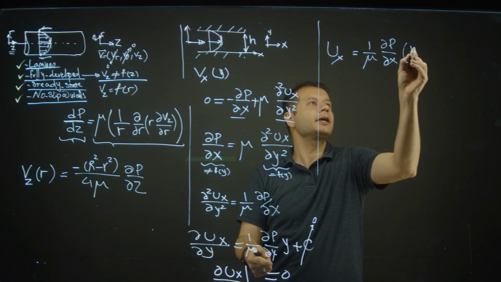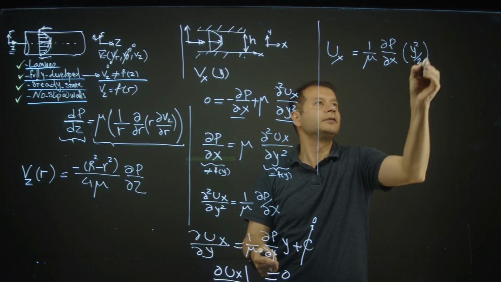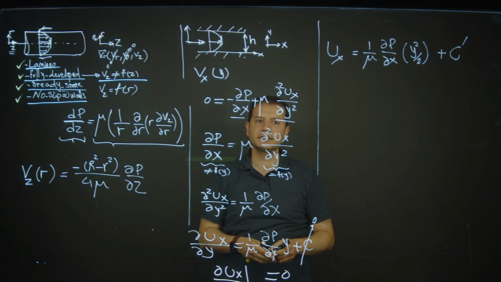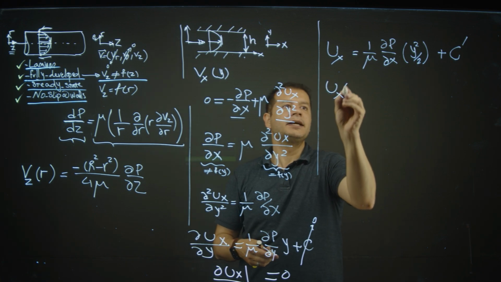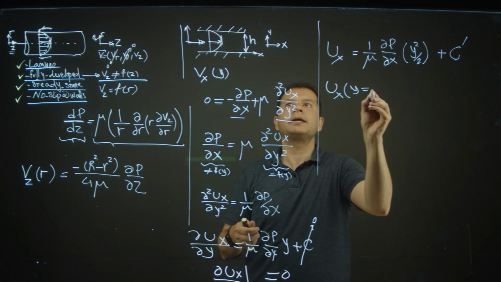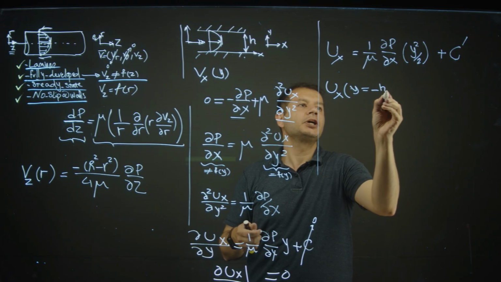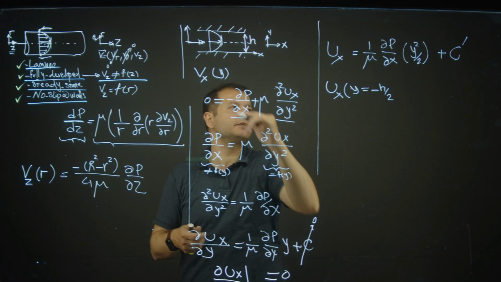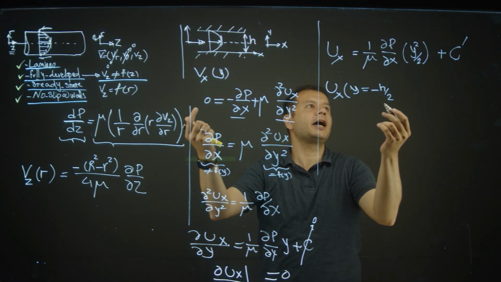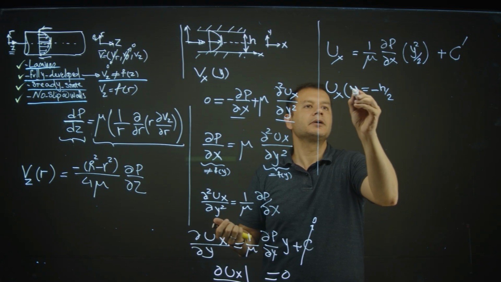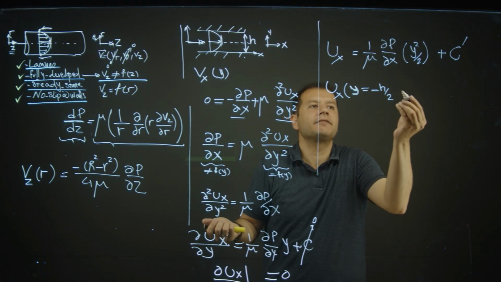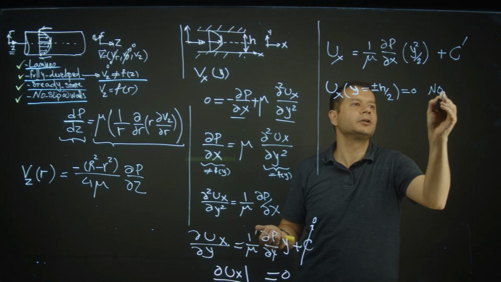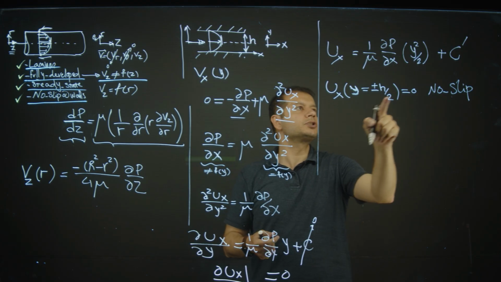Now here I have y squared over 2, plus the next constant. How do I get the next constant? I know that ux at y equals, let's say, minus h/2, because its total gap is h, so this is half of h negative. At minus or plus h/2, it doesn't matter, the velocity should be 0 because of the no slip condition. So I put h/2 here.